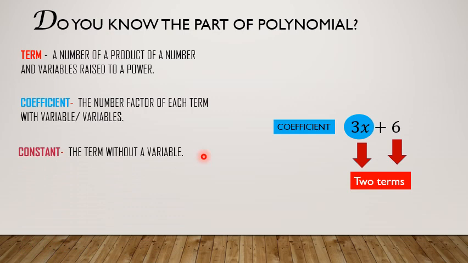Okay, constant. What do you mean by constant? The term without a variable. So, ang ating constant dito ay si 6. Ayan, constant.